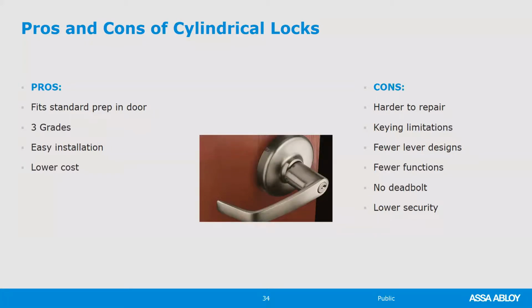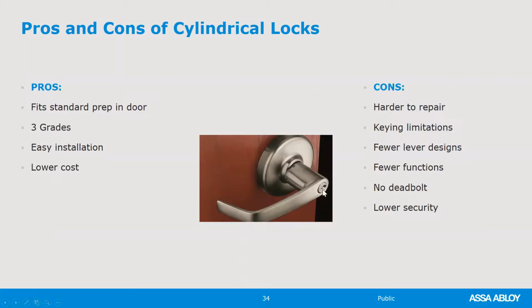Pros and cons of cylindrical locks. They do fit a standard prep in the door. They are available in 3 grades, 1, 2, and 3, 1 being the best. Very easy installation and lower cost. Some of the cons, they're harder to repair. If this gets torqued and the spindle gets twisted, then you pretty much have to throw it away and buy a new lock.